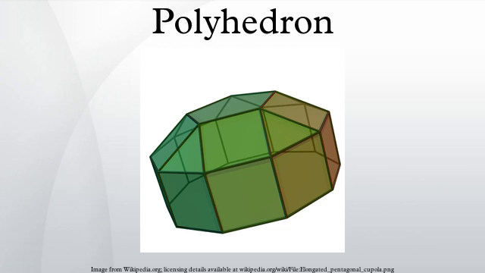Deltahedra. A deltahedron is a polyhedron whose faces are all equilateral triangles. There are infinitely many deltahedra, but only 8 of these are convex: 3 regular convex polyhedra, the tetrahedron, octahedron, and icosahedron; and 5 non-uniform convex polyhedra, the triangular dipyramid, pentagonal dipyramid, snub disphenoid, triaugmented triangular prism, and gyroelongated square dipyramid.